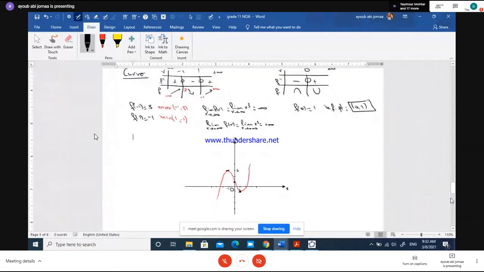Increasing from negative infinity to the maximum and then decreases to the minimum and then increases to infinity. So the shape of the graph is increasing, decreasing, increasing, like this. But of course the points, pay attention to the points: you have a maximum, you have a minimum, the limits at infinity and so on.